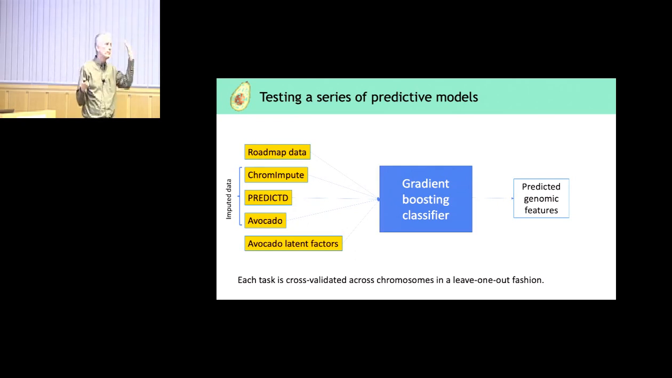And we compare 5 different kinds of inputs. You can either just take the roadmap data directly and put it into the gradient boosting classifier. So this is the data set that we used initially. Or you can take the imputed data. So this would be the roadmap data plus all the imputations, so extending it to be a much longer vector where you have all the imputed values as well. And those can be imputed by any one of these 3 methods. Or you can just take the 110 Avocado latent factors. And our hypothesis is that those are an information-rich way to represent all the information in those other vectors in a way that's sort of amenable to machine learning.